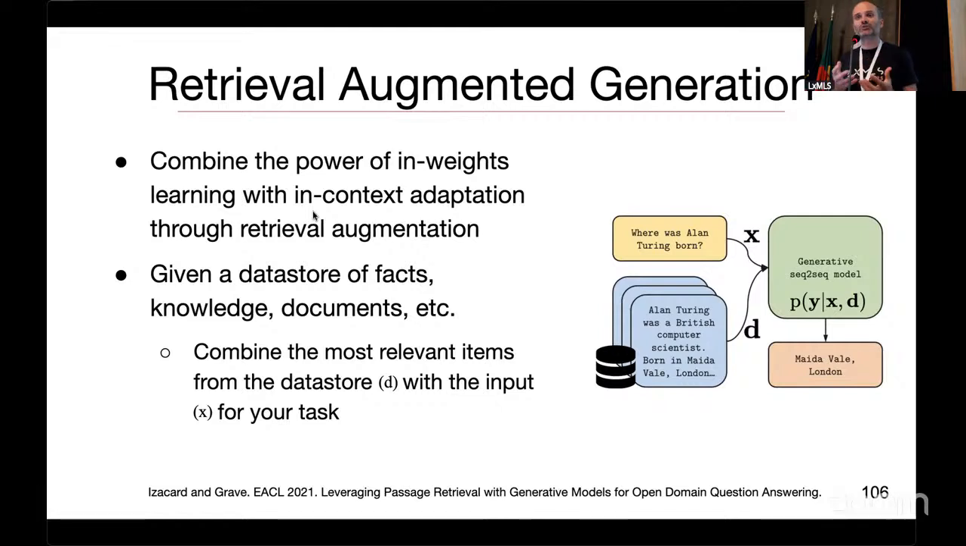The general approach here is you have a data store of facts or knowledge or information, and you want to figure out how you can combine the most relevant items from your data store with the given input example you have for your task. The way this might work for text is you might have a question like, where was Alan Turing born? You could give this directly into a question answering model and pray that it knows the correct answer. Or if your data store contains web pages or examples on Wikipedia, then you could probably find the information you need and guide the language model to producing the output answer that you would like it to produce.